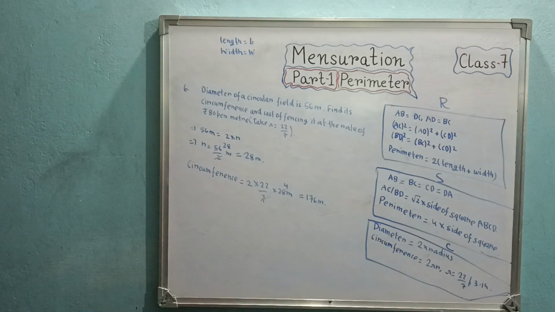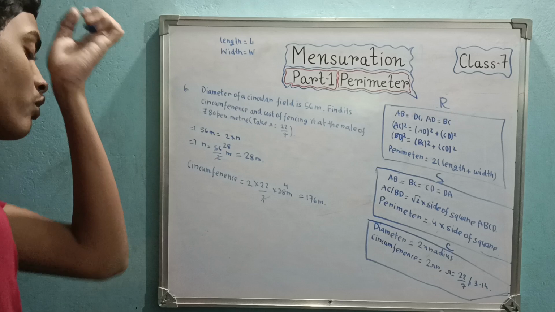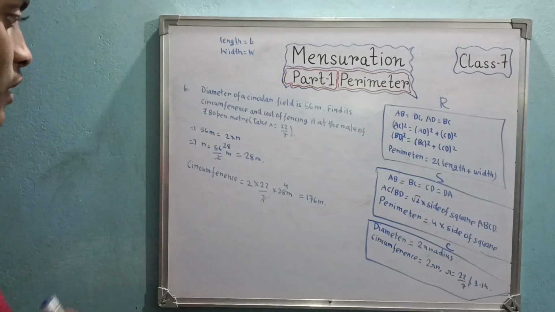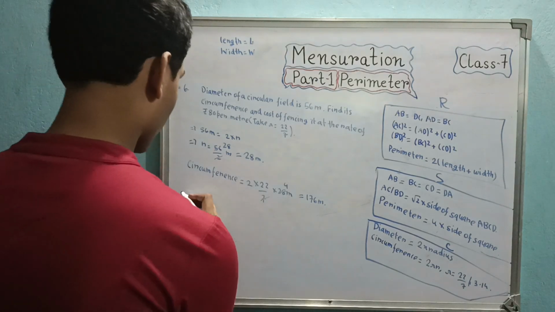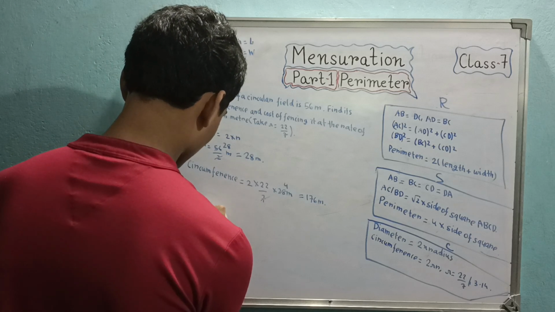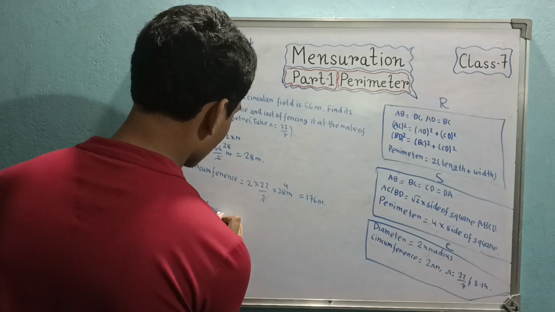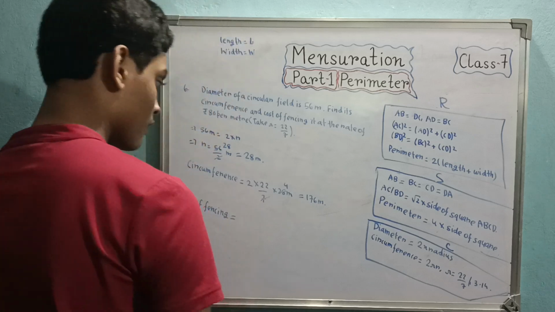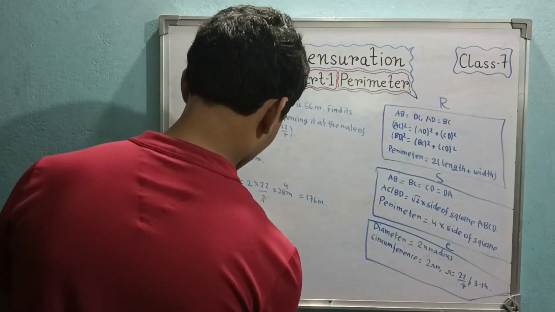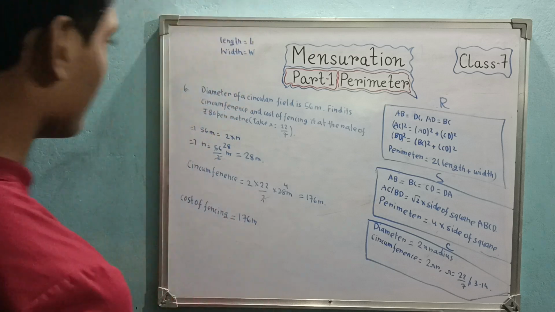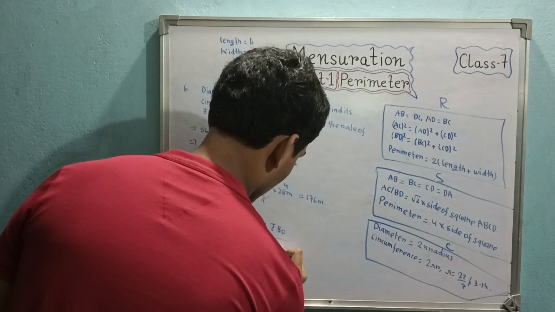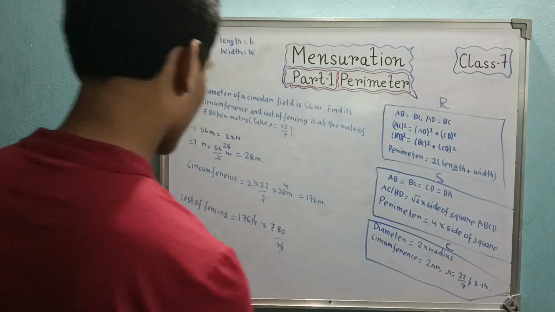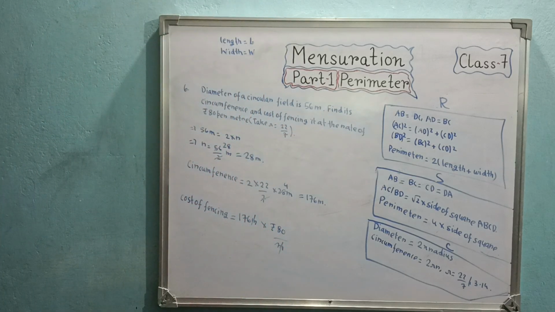Now again I told you what is the formula for cost of fencing. It is perimeter or circumference multiplied by the rate of fencing given. So here cost of fencing will be, as it is a circle, circumference equal to 176 meter multiplied by the rate of fencing, which is rupees 80 per meter. Take these meters out please. No meters in currency. Okay.